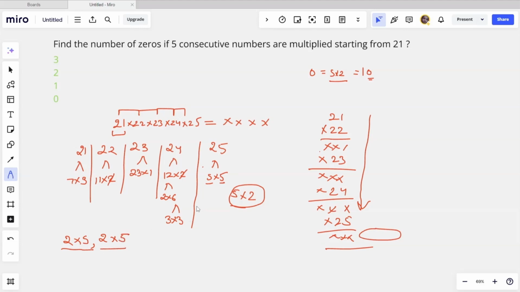Is there any 5? Yes. Is there any 5? No. Is there any 2? Yes. So we will write 2 here. Is there any 5? No. So we will cancel this out. It means we have 2 pairs of 2 into 5. It means if we multiply all these numbers with each other, the product will contain 2 zeros. Okay, and we have 2 in our options. It means the second option is the correct option.